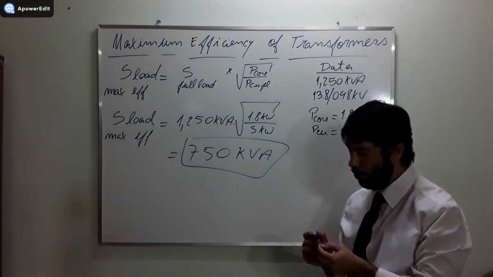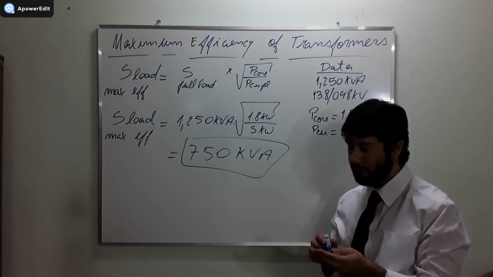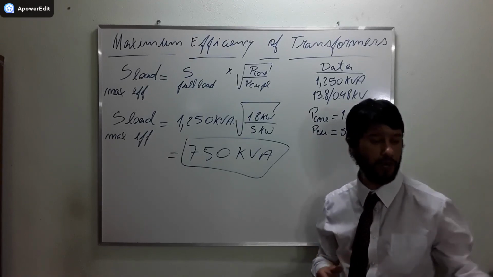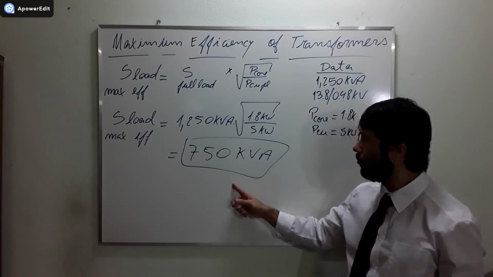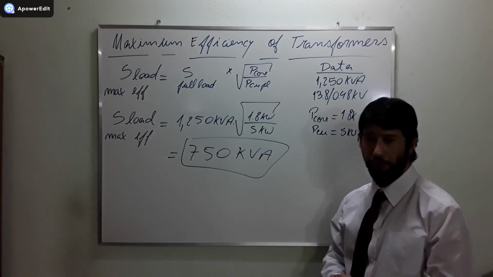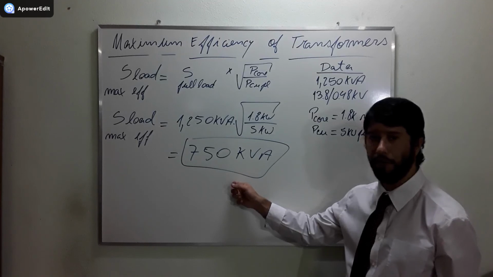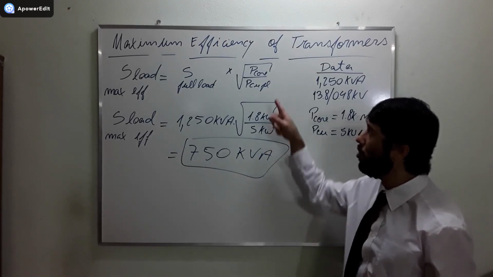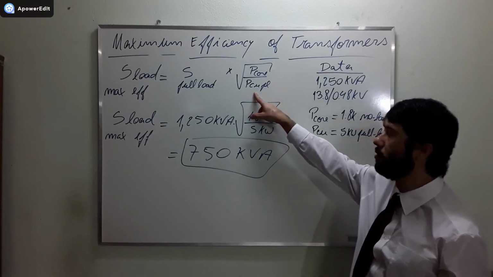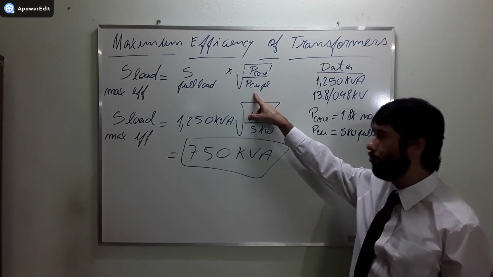I am going to leave the exercise in the description of the video for you guys to follow. Try yourself, okay? Try using your method. If you can find 750, okay. If you cannot, use my method, the method that I described in this video.